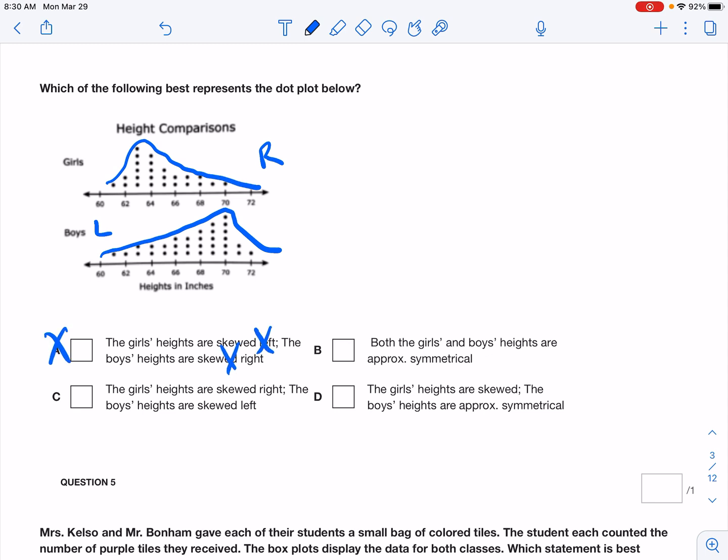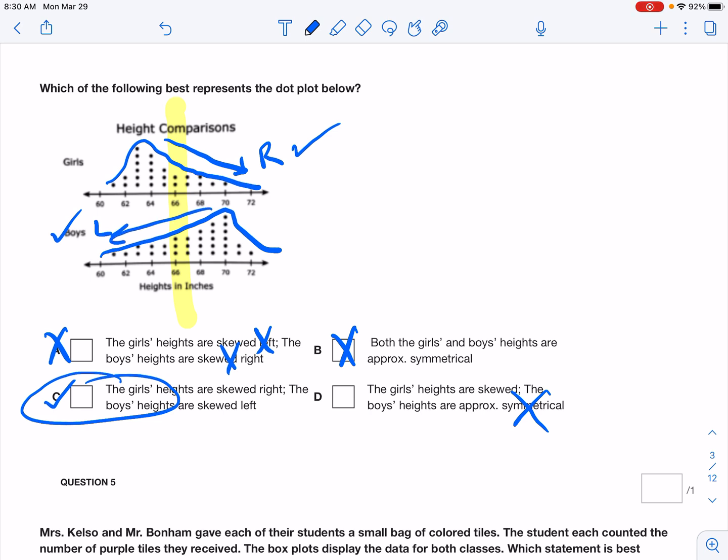B says both girls' and boys' heights are approximately symmetrical. No, remember symmetrical is if we put a line down the middle, they look the same on both sides. No. C, the girls' heights are skewed right. Yes. The boys are skewed left. Yes. And then D says the girls' heights are skewed, the boys are symmetrical. No. So we're good with answer C. Remember, when we're looking for skewed, it's the downhill, the tail part is the direction we call it.